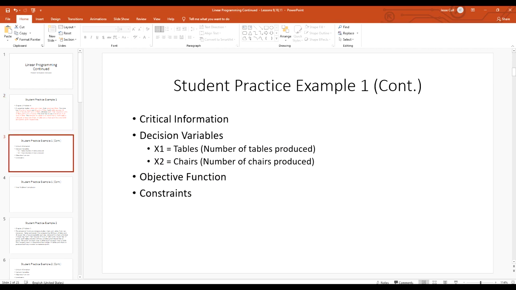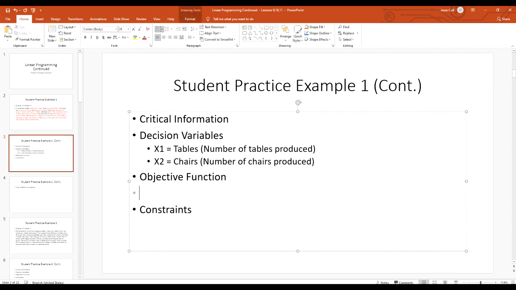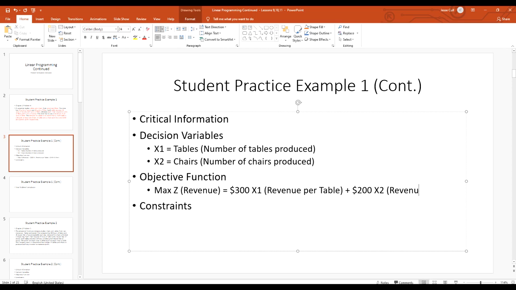So in this situation, our objective function becomes maximize Z, which is revenue, and that's equal to 300 x1, and that's revenue per table, plus 200 x2, and that's revenue per chair.